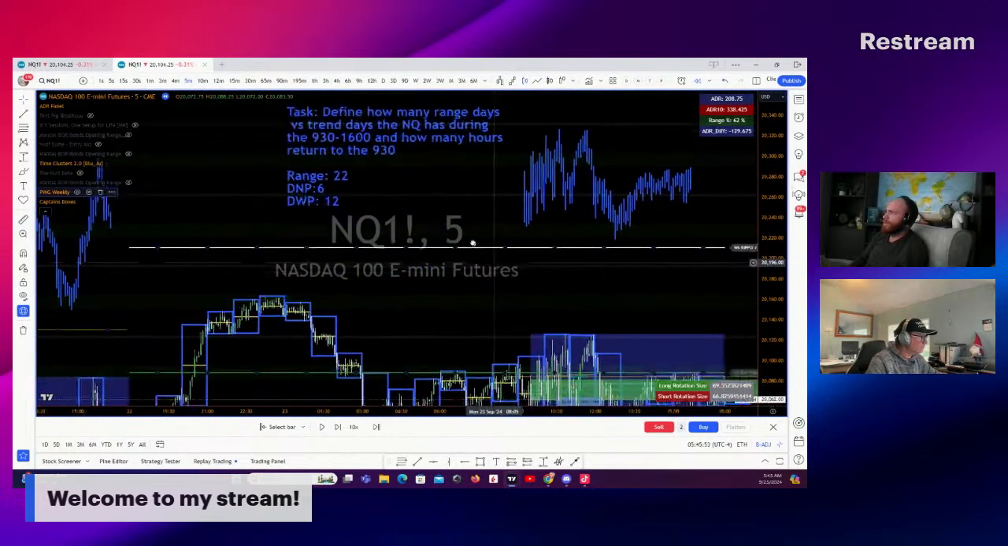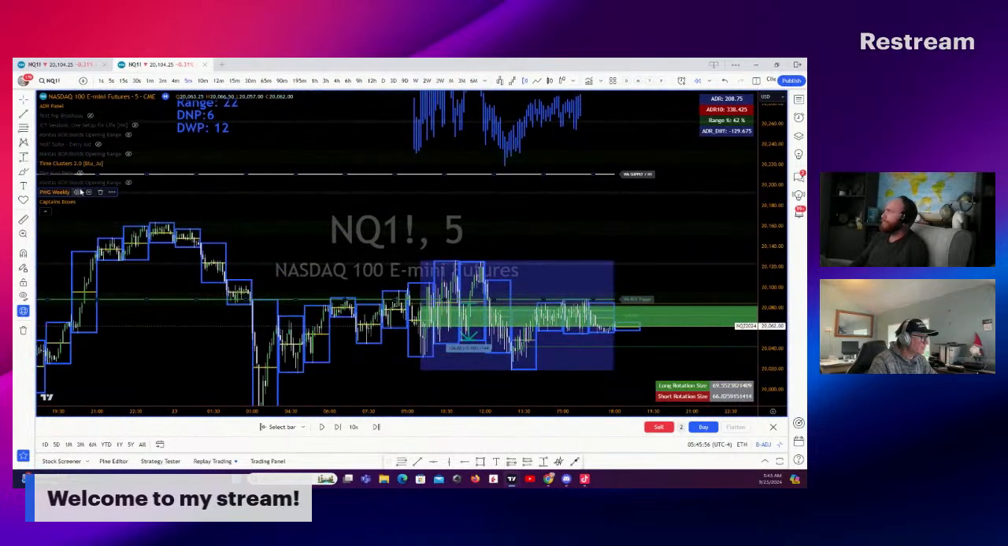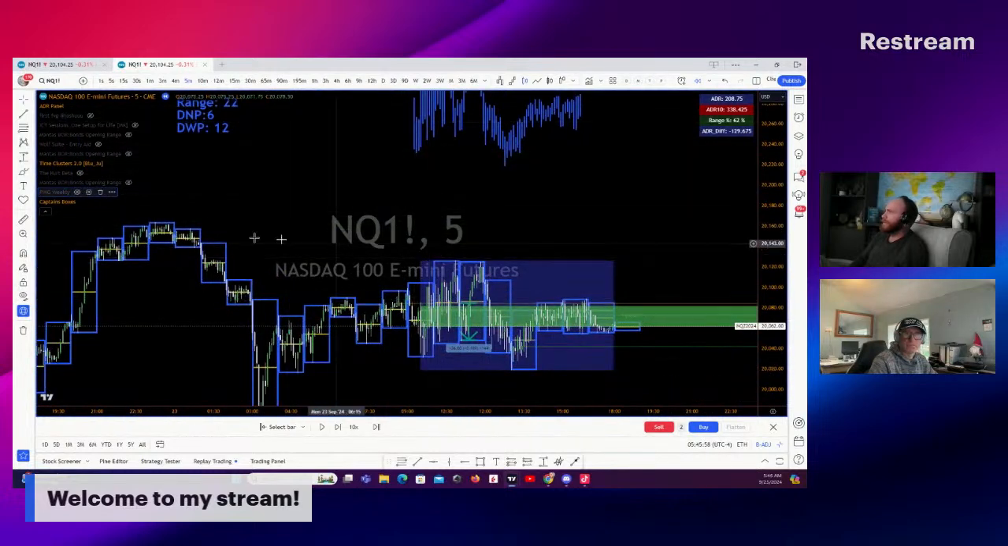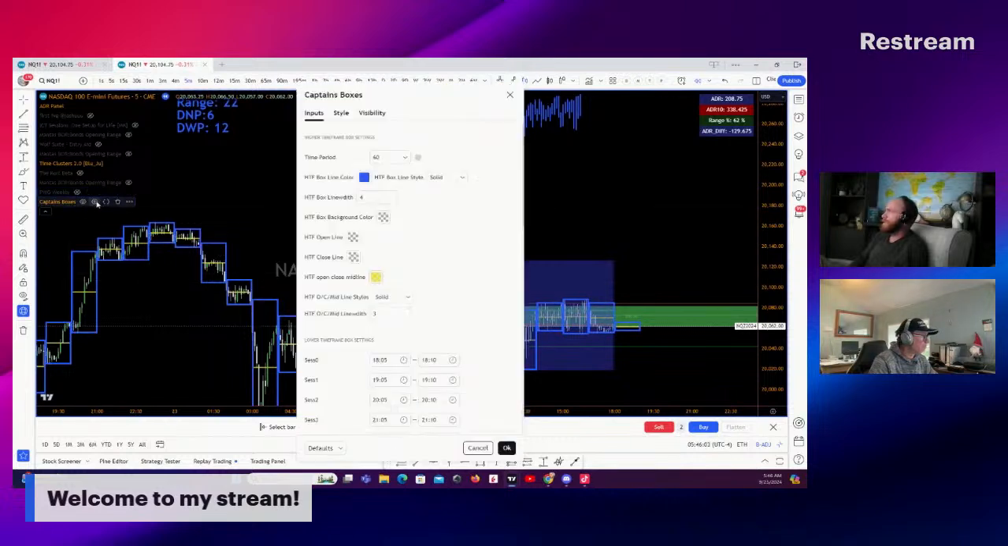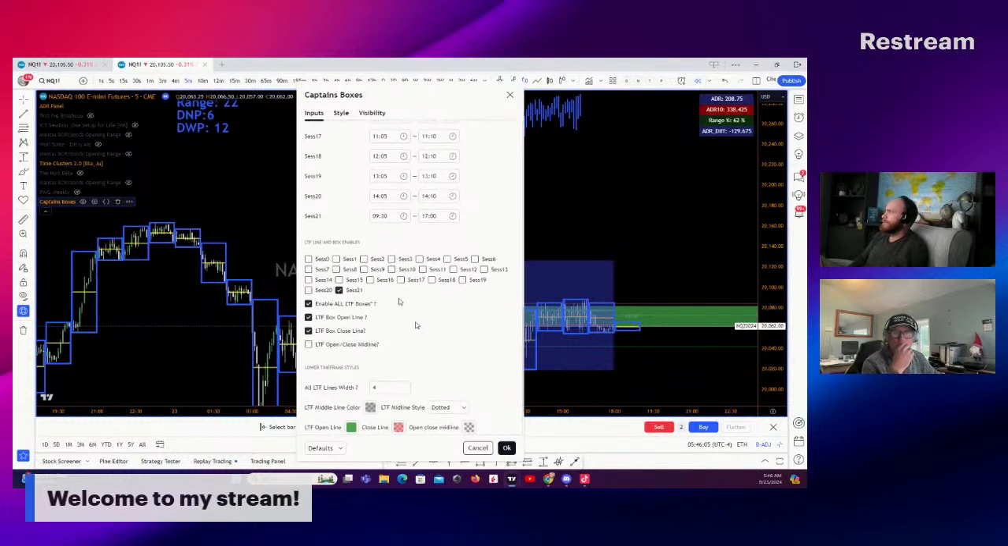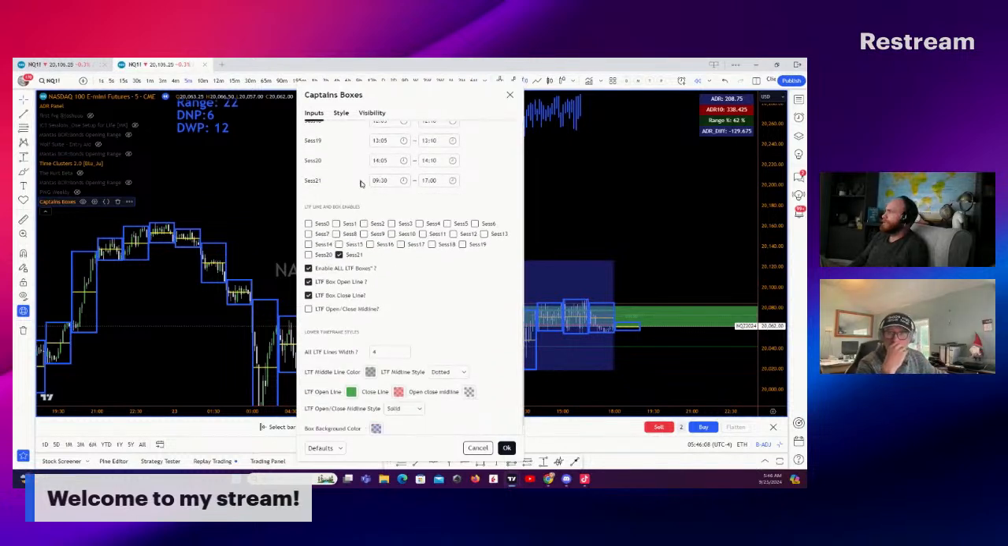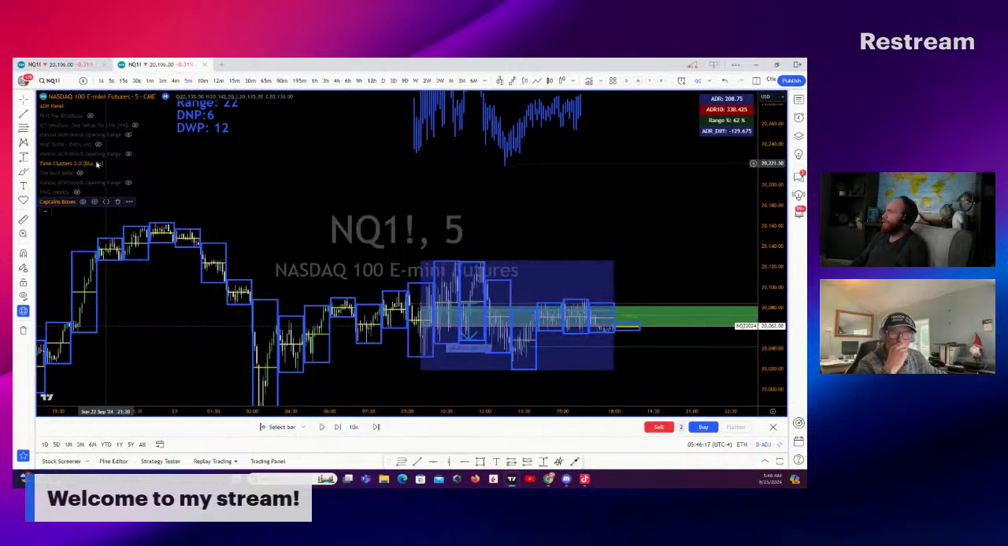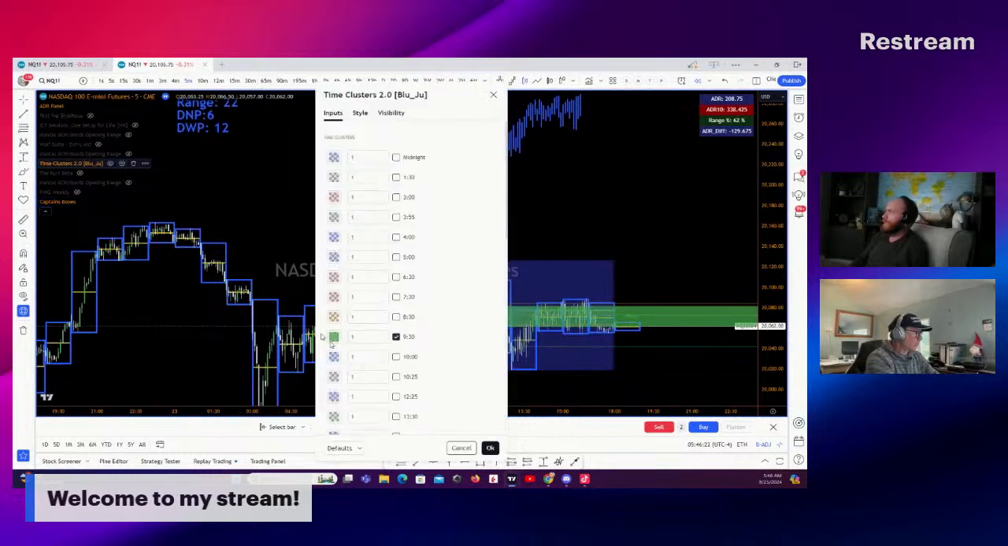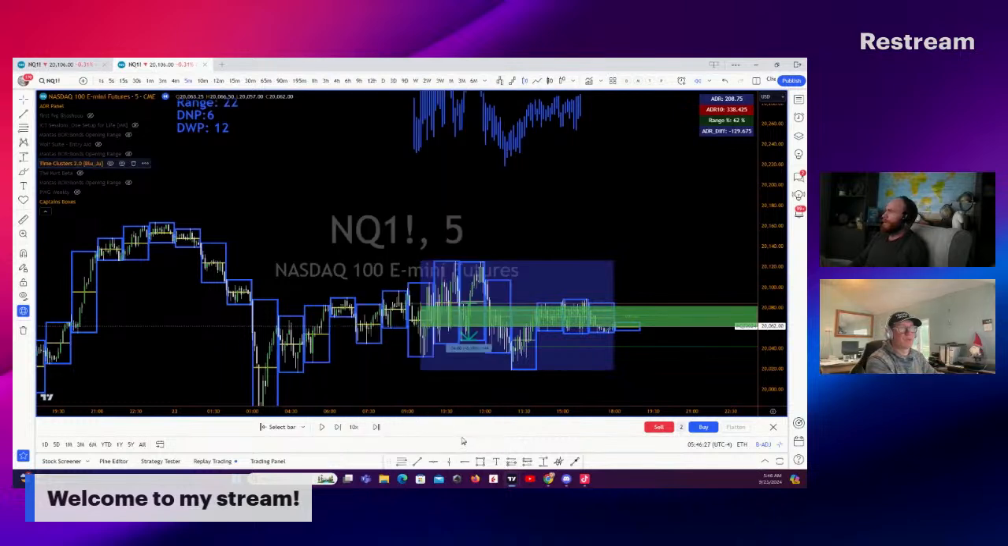Okay, so the tools that we're using: we're going to be using the captain's boxes with just one of them selected. So I use section 21. We selected the 0930 to 1700. It's only selected for the RTH, right? We're going to be using the time clusters, which has just the 9:30 selected.